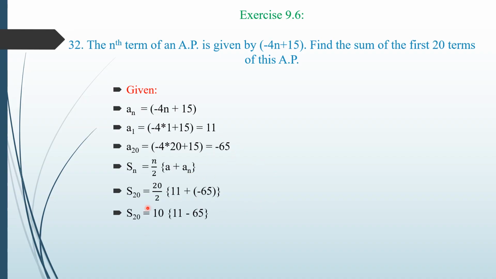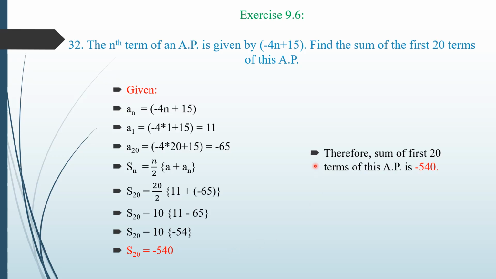When I simplify this, s20 is equal to 20 by 2, which will give me 10. Inside the bracket, it is 11 plus minus 65. So plus into minus will give me minus. So I'll keep open this bracket keeping the minus sign here. Therefore, when I further simplify this, 10 I'll keep as it is. First we need to solve what is there inside the bracket. So 11 minus 65 will give me minus 54. Therefore, when I multiply these two terms now, the sum of the first 20 terms of this AP will be minus 540. Therefore, the sum of the first 20 terms of this AP is nothing but minus 540.